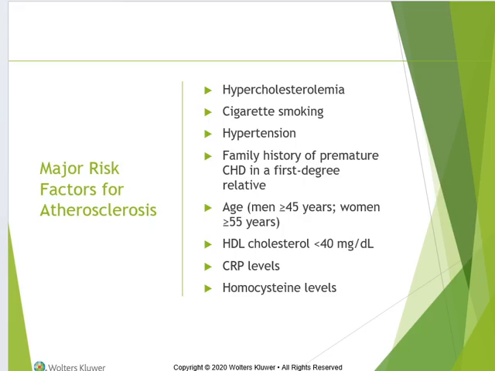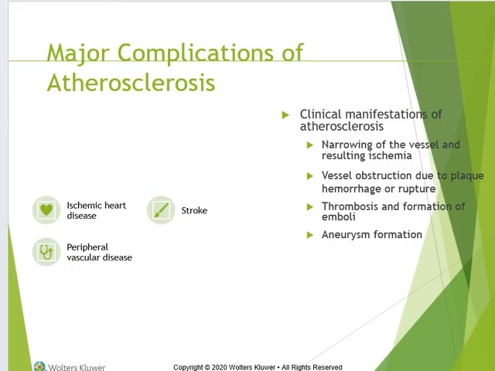Other risk factors, HDL cholesterol levels below 40, elevated CRP levels, and elevated homocysteine levels. And you can read about what those components are in your text. So some major complications of atherosclerosis. The big ones are things like ischemic heart disease, cerebral vascular disease, which leads to stroke, and peripheral vascular disease, which we'll talk about today.